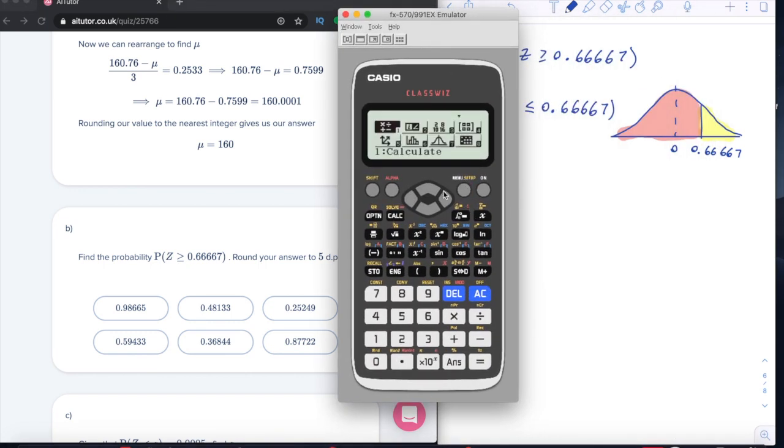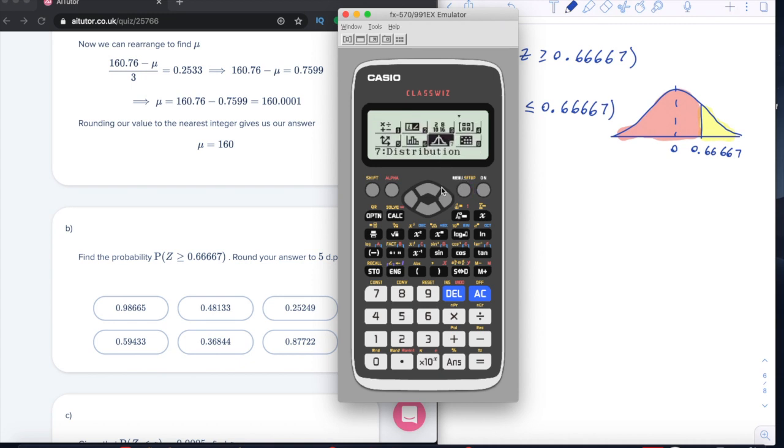So if we go to menu, select option 7 for distribution. Then if we select normal CD, which is option 2, then for our lower value, we can put minus 9 times 10 to the power of 99. That's a very small number. And then our upper value will be 0.66667. Standard deviation is 1, mean is 0, and we get this answer here, 0.7475 to 4 decimal places.